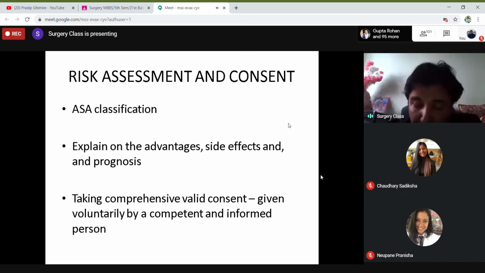So you have to talk about what the surgery is, what procedure the patient will undergo, what the possible complications are, how we are going to tackle those complications, and how many days the patient has to stay in the hospital. So everything has to be explained in the case of informed consent.